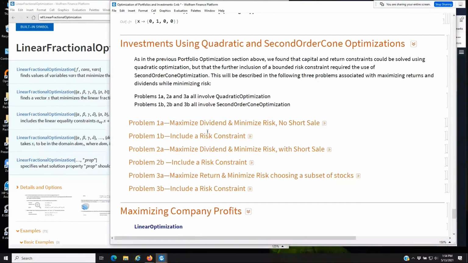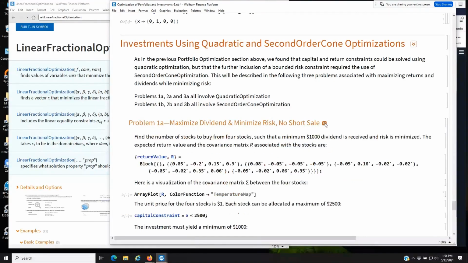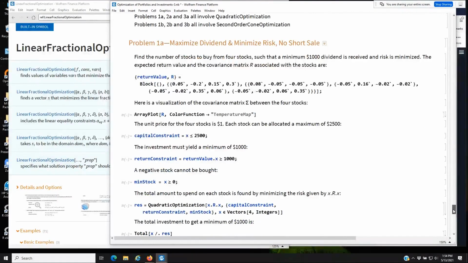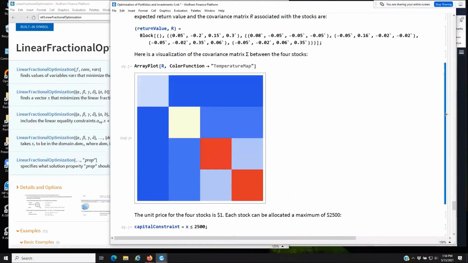So again, I'm going to add additional constraints. Previously, we looked at problems with no short sale. We're now going to allow short sale. So the allocations can be negative. I can sell things as well as buy them. Okay, so the same type of problem as before, risk and return. This is our array plot showing the covariance matrix.